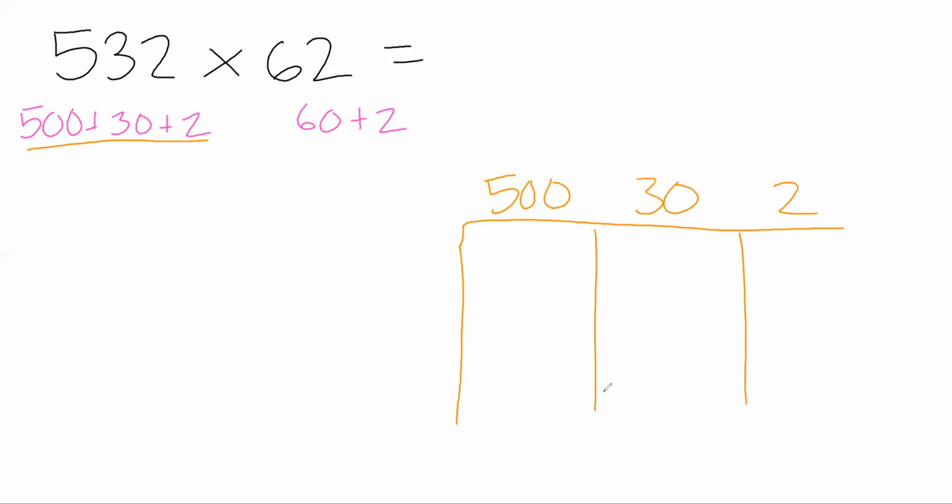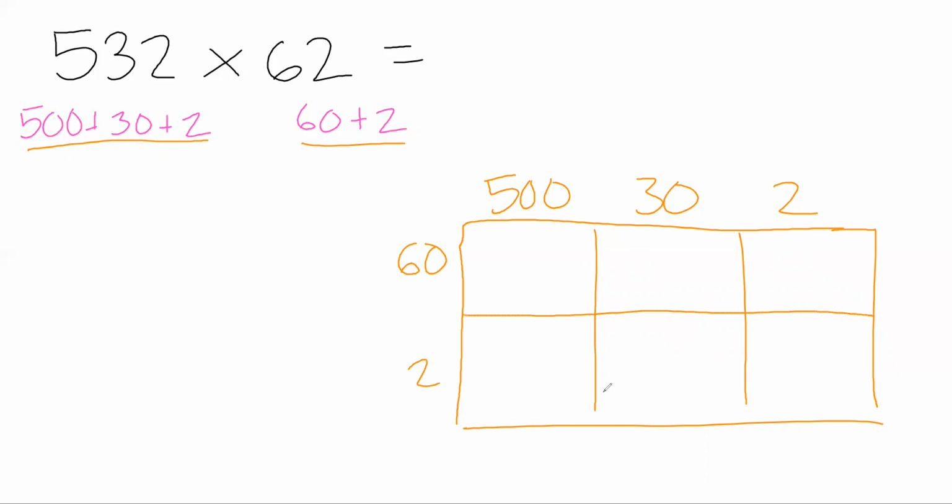So there's my 3 columns. Okay, and then I have 2 rows. I have a row of 60 and I have a row of 2. Okay. So we're going to multiply these again. I like to set up my multiplication problem first. It's just a lot easier for me that way. So that's a column of 500 times 60, and this is a column of 500 times 2. It's a column of 30 times 60, and a column of 30 times 2. Column of 2 times 60, and a column of 2 times 2 with a row.